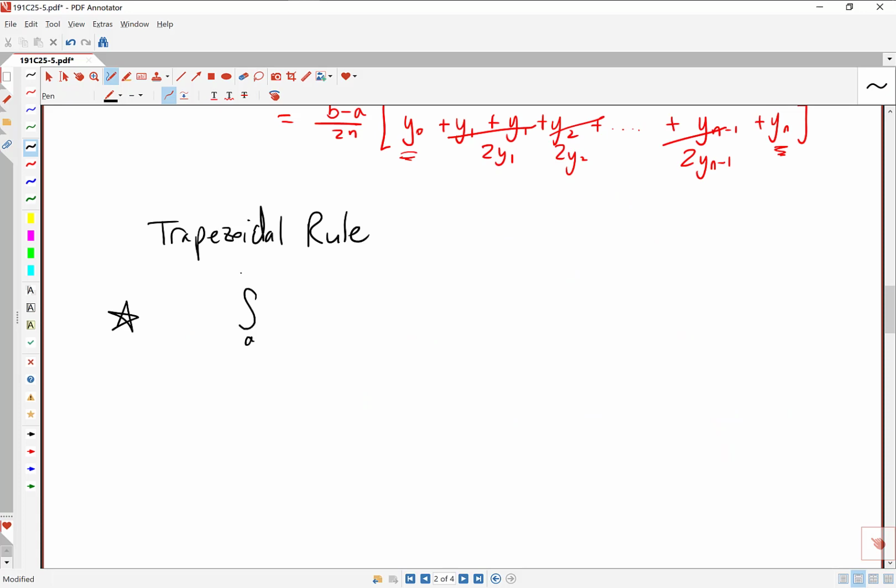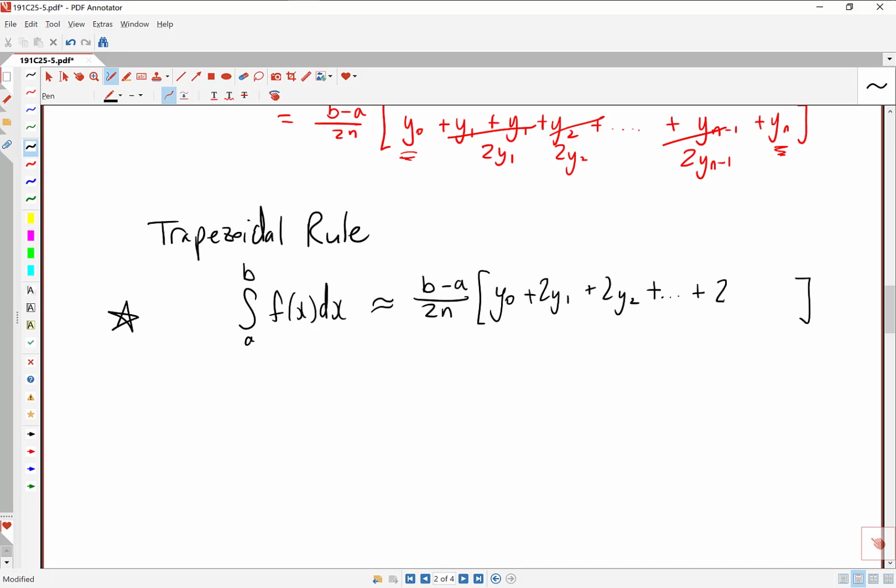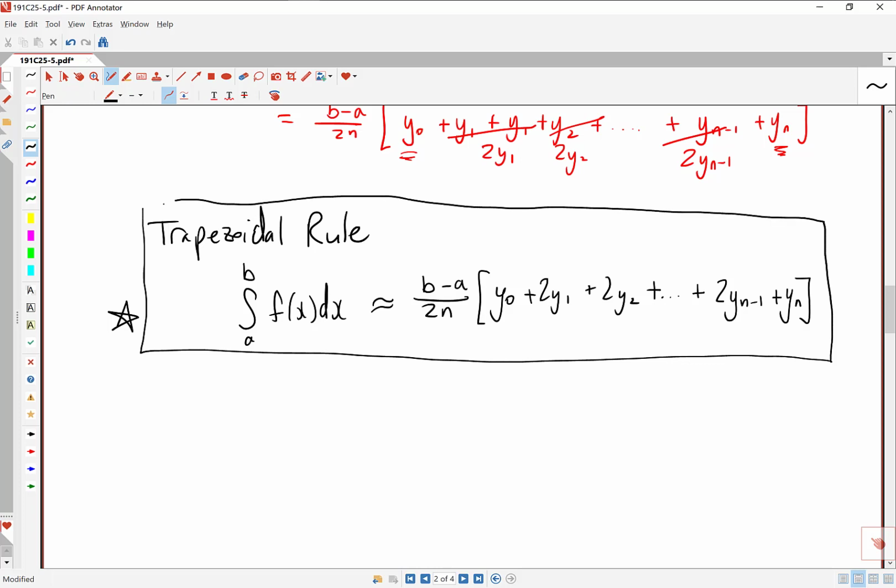It says if you want to approximate the value of a definite integral, you're going to say it's approximately (b minus a) over 2n. The n value will be given in the question. And then inside the brackets, you have y0 plus 2y1 plus 2y2. All these coefficients all the way across are 2, except for the first and last terms. So your second last term would look like 2 times y sub n minus 1, and then finally plus y sub n.